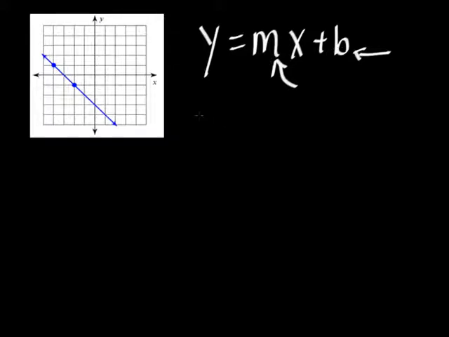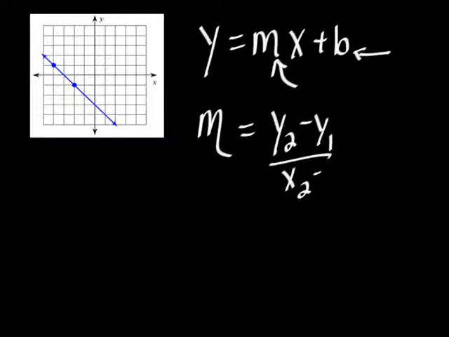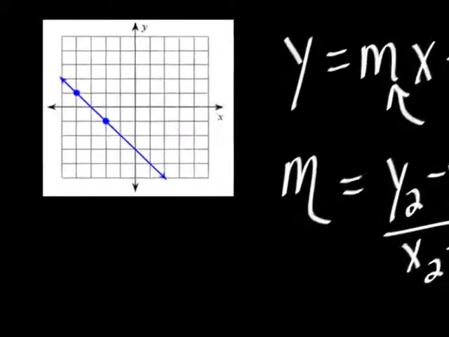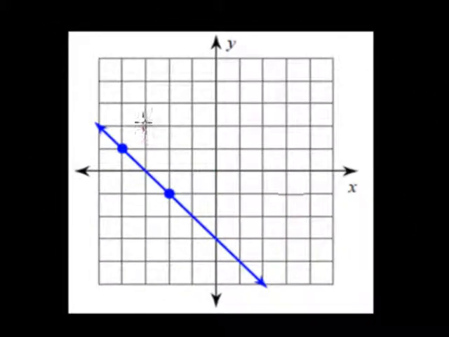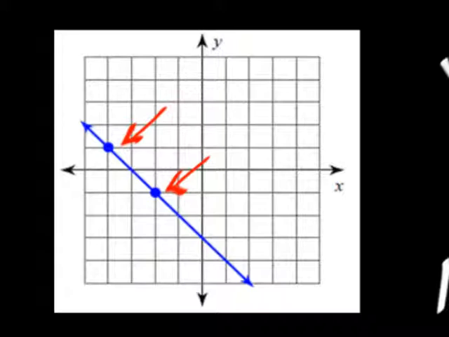Now finding the m is easy because you use the slope formula, y2 minus y1 divided by x2 minus x1. All you need is 2 points to be able to do that, and you have 2 points already indicated on this graph, point 1 and point 2. Now, let's say the points weren't indicated. It does not matter which 2 points you use as long as you use 2 points on that line.